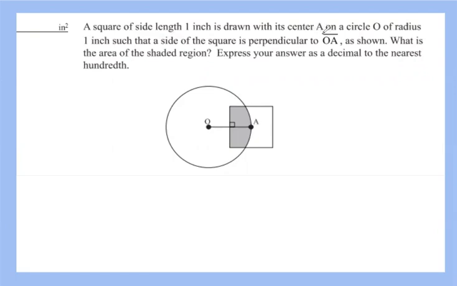And the center of the square is A, and on a circle, O is the center as well. So we have a circle right here, the center is O, and then we have a square, center is A. And the radius is 1, the side length of the square is also 1, and the radius is perpendicular to the side of the square. And what is the area of the shaded region?